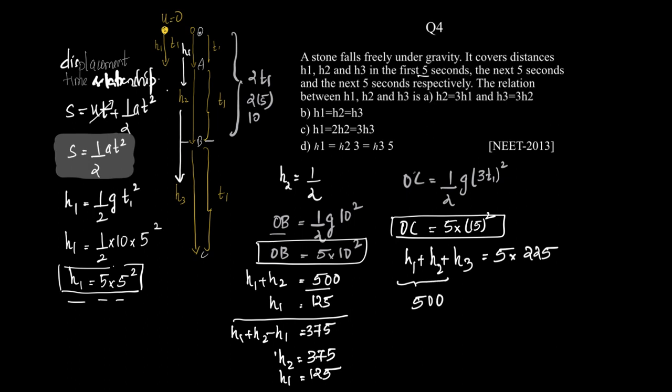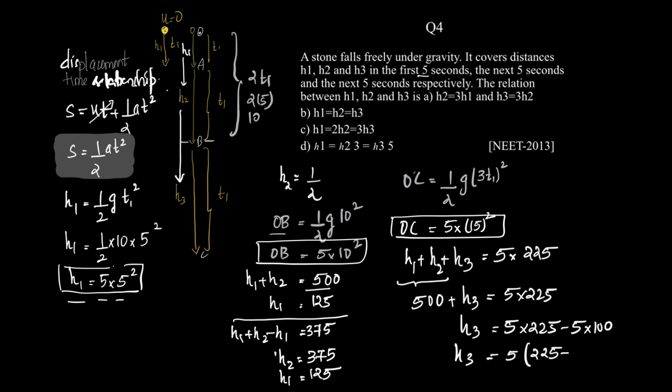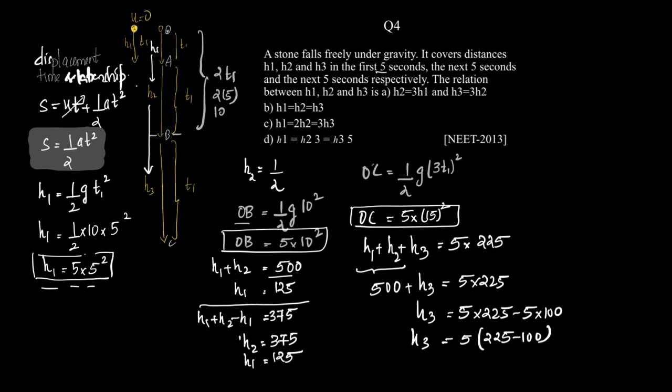So we have 500 plus H3 is equal to 5 into 225. So what is H3 equal to? 5 into 225 minus 500, which is 5 into 100. So H3 is equal to 5 into 225 minus 100, right? So H3 is equal to 5 into 225 minus 100, which is 125. What is 125? 125 is H1.